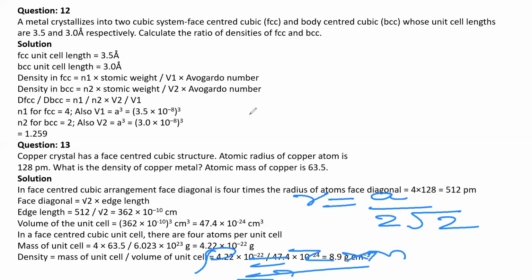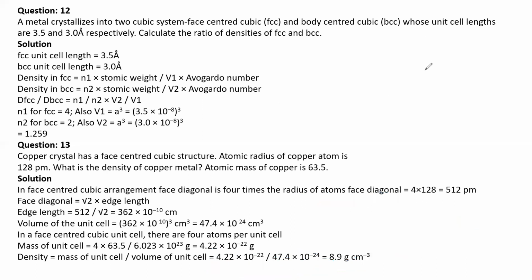So this will be clear, I am showing the drawing also. You can solve like this also. In a face-centered cubic cell, mass of unit cell is equal to 4 into 63.5 by 6.023 × 10^23 grams, which is equal to 4.22 × 10^-22 grams. Density is equal to mass of unit cell by volume of unit cell. So finally, you'll get the value 8.9 grams per centimeter cube.